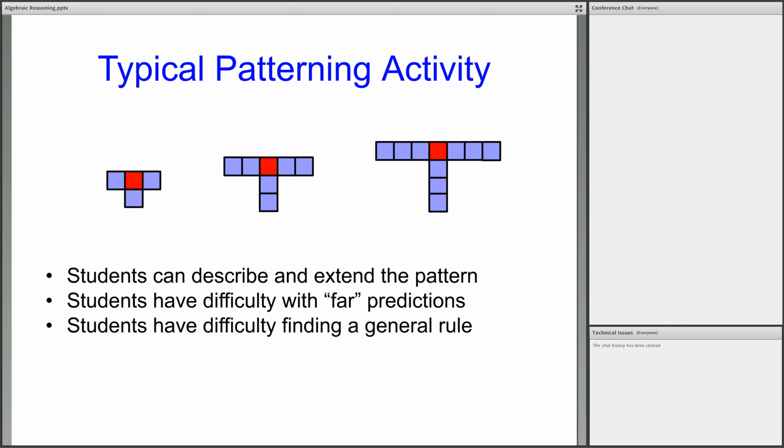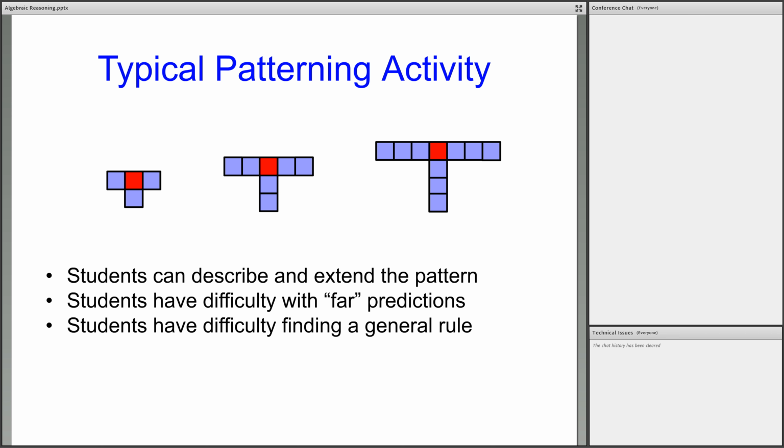So here's a typical kind of patterning activity. This is really ubiquitous in math textbooks. Students are really good at describing the patterns. They're very good at identifying the structure of the pattern. If we look at this pattern, from the first figure to the second figure to the third figure, what most students will say is that they can see that we're adding one blue block to each of those arms each time.